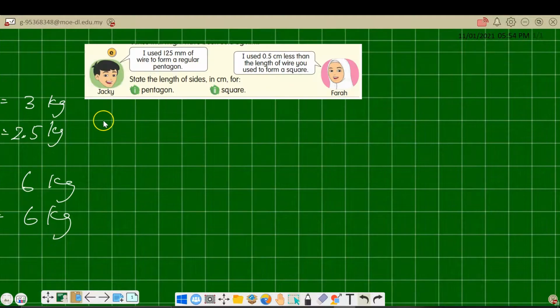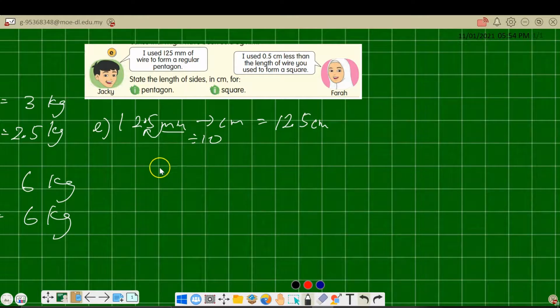Last question, let's look at E. Okay, Jackie said I used 125 mm of wire to form a regular pentagon. 125 mm, you change to cm, you have to divide 10. Because mm is smaller, divide 10, you get 12.5 cm. To form a pentagon, so a pentagon has 5 sides. Okay, 5 equal sides, 1, 2, 3, 4, 5.